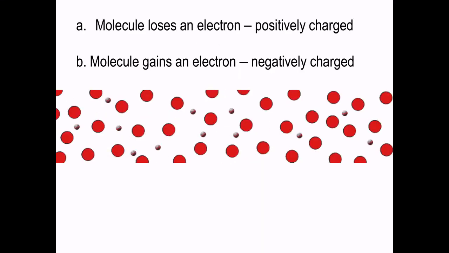So molecules lose an electron, and then it becomes positively charged. So imagine a negative leaving that atom. There's one less negative charge there. The proton that was associated with that electron is still there, so it's a positive charge. And molecules that gain an electron are more negative than they were positive, so they are negatively charged.